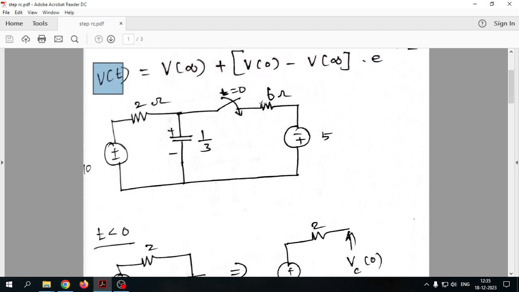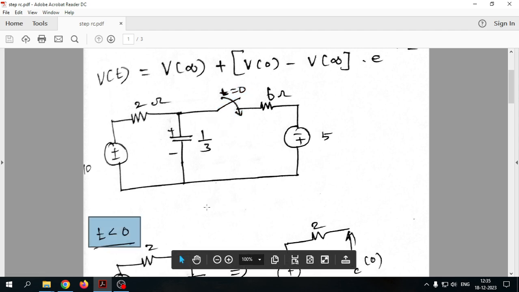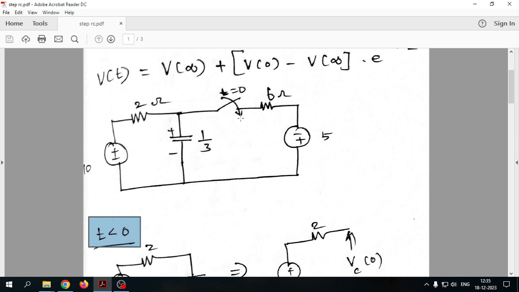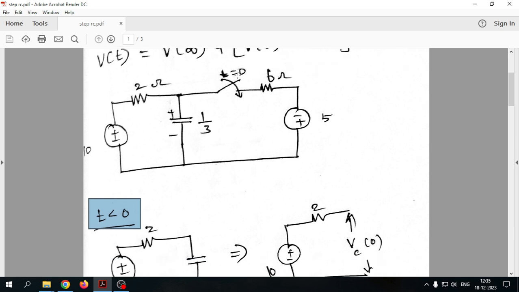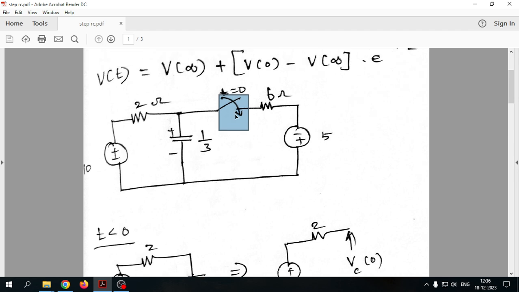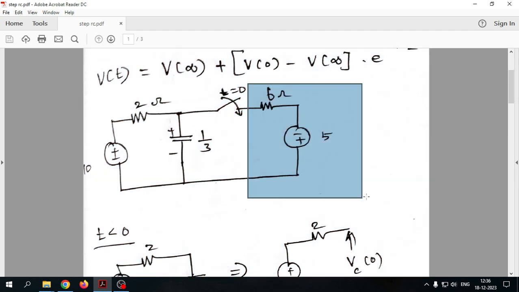Okay, so first we want to find out what happens before the switch is closed. Our switch is closed at t equal to 0. We want to find the initial condition, which means what happened before the switch was closed. Before the switch closed means a condition t less than 0, because the switch closes at t equal to 0. So before means less than 0, after means greater than or equal to 0. Before t less than 0, the switch was open, because at t equal to 0 the switch is going downward. The switch was open, which means this particular area will not appear here.